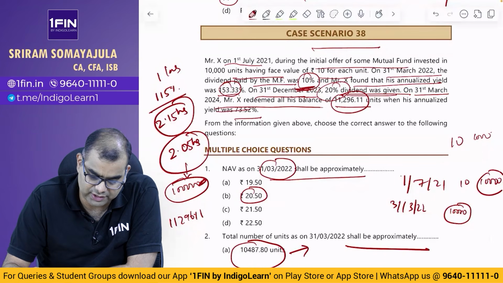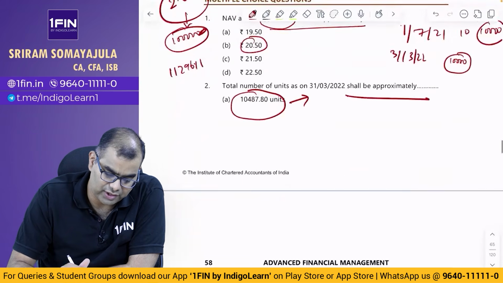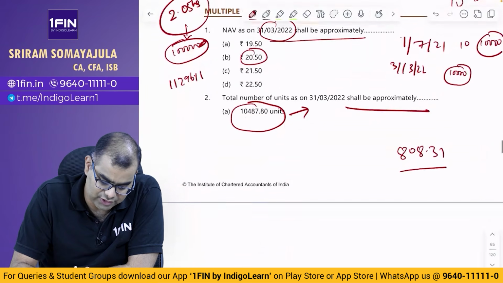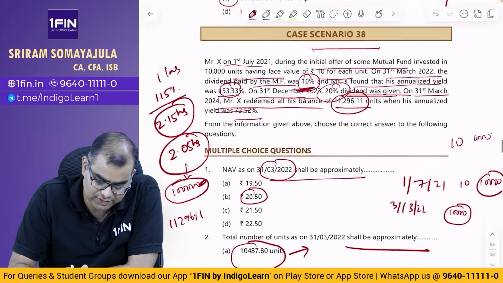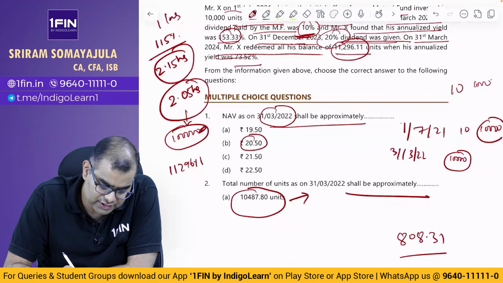So 11,296.11 minus 10,487.8, you were allotted 808.31 units. Now, if you are allotted 808.31 units, for how much value? We have the value here, no? Did I write it somewhere? No. So 808.31 units. And what was the dividend?